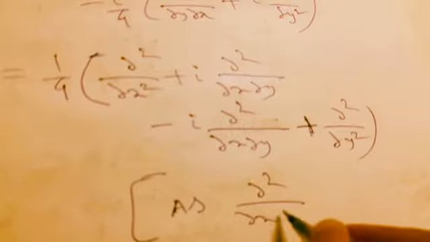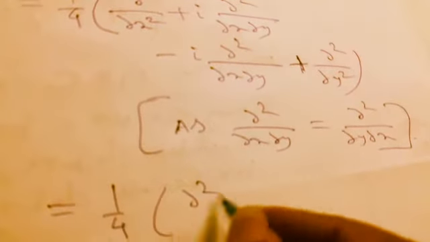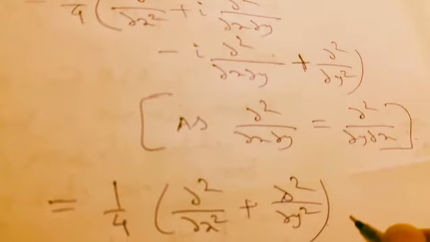as ∂²/∂x∂y is equal to ∂²/∂y∂x, so it will be equal, and i will be there, simply cancelled. Partial derivatives exist, and since these two are cancelled, the final term will be one fourth of ∂²/∂x² plus ∂²/∂y², and we are going to the final terms. So in this way we prove our result.